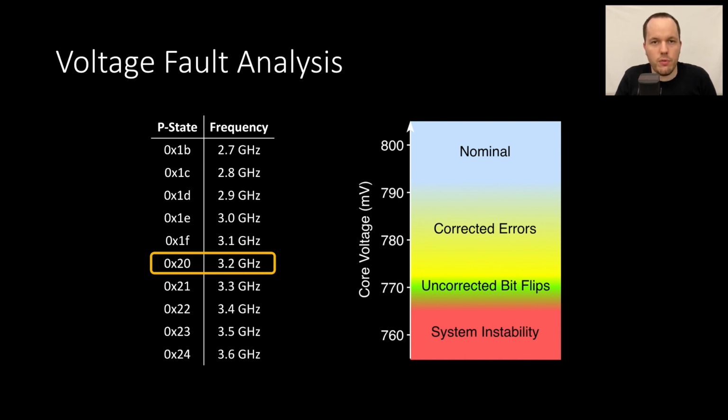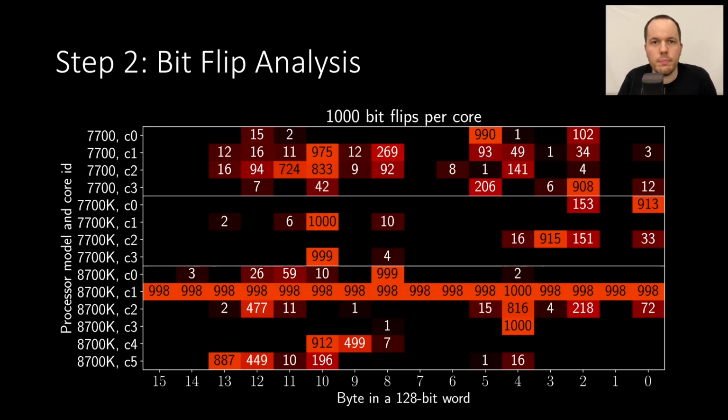However, in the middle of those two areas, there is a window where faults are not caught by the Machine Check Architecture, and thus computation goes on with faulty data.